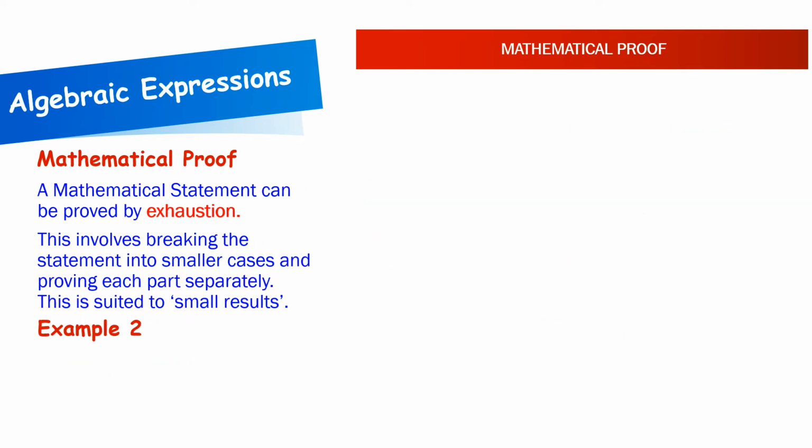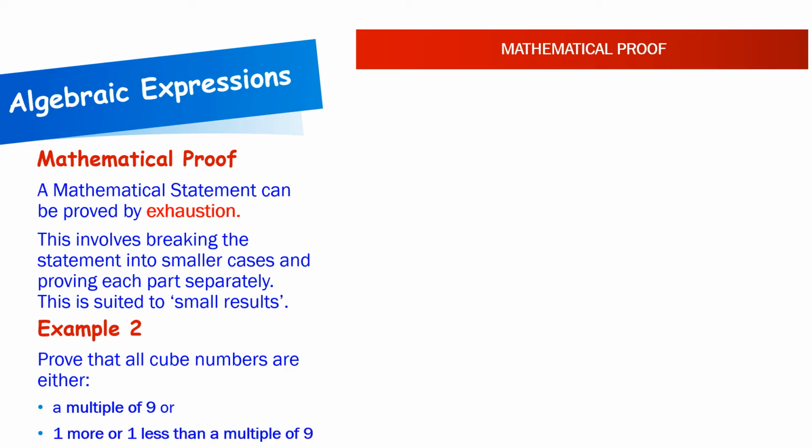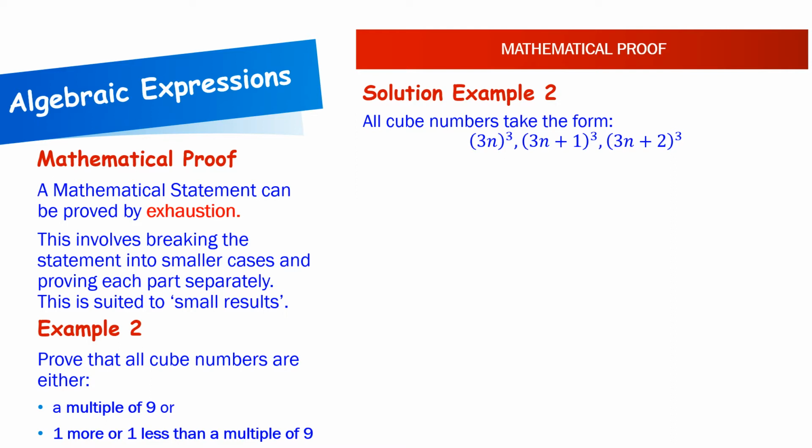Let's take a look at another example. Prove that all cube numbers are either a multiple of 9 or one more or one less than a multiple of 9. Pause the video and have a go. Press play when you're ready to view the solution. So let's solve this. Now all cube numbers take the form 3n all cubed, or 3n plus 1 all cubed, or 3n plus 2 all cubed, where n is a natural number.